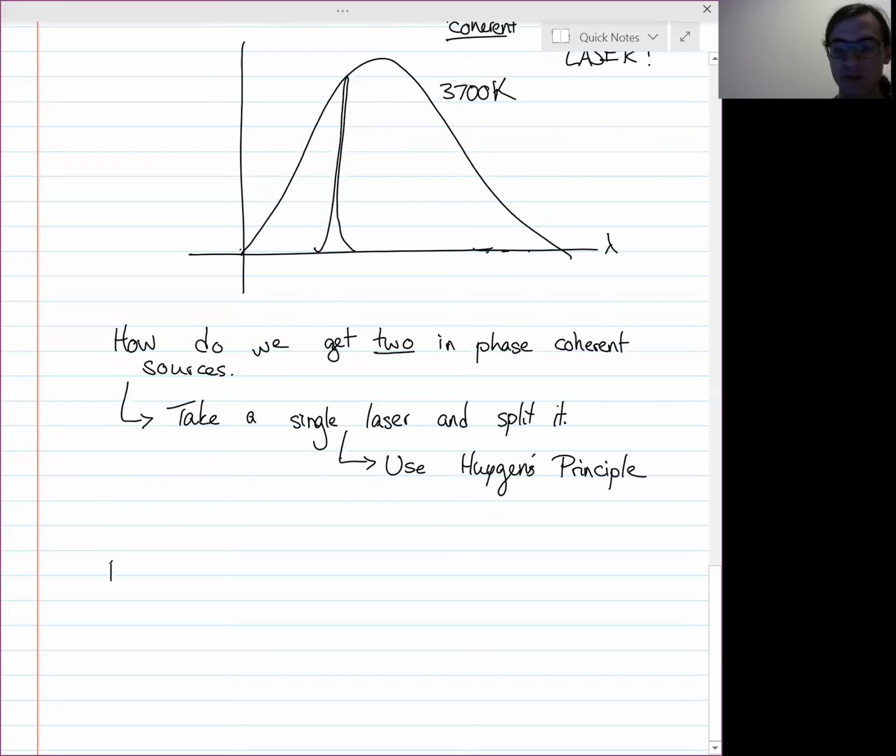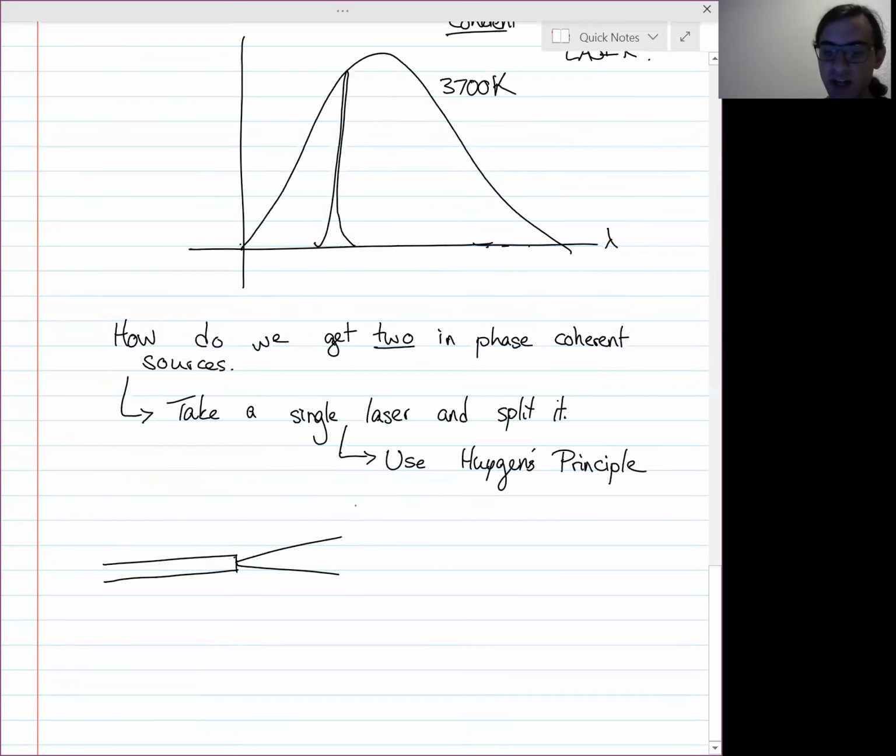So you have some laser. Draw a picture of a laser, or draw a picture of the setup. It's going to emit a beam, as they do. And then you take a sheet of paper, or a sheet of something anyway, and you make it so that there's two small gaps. This is where the double slit name comes from, by the way.